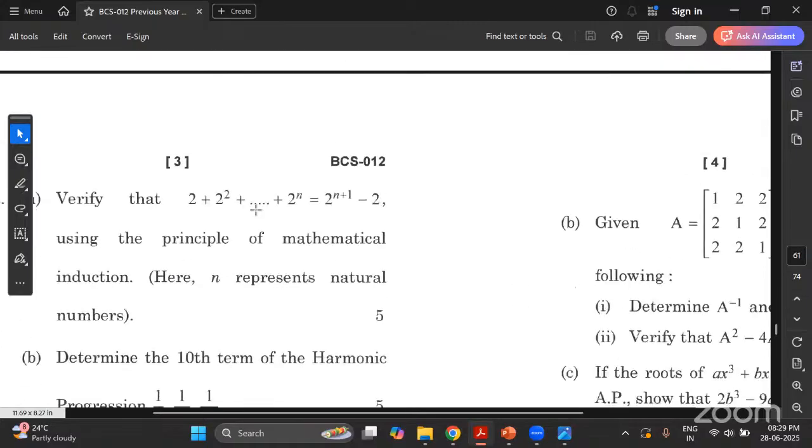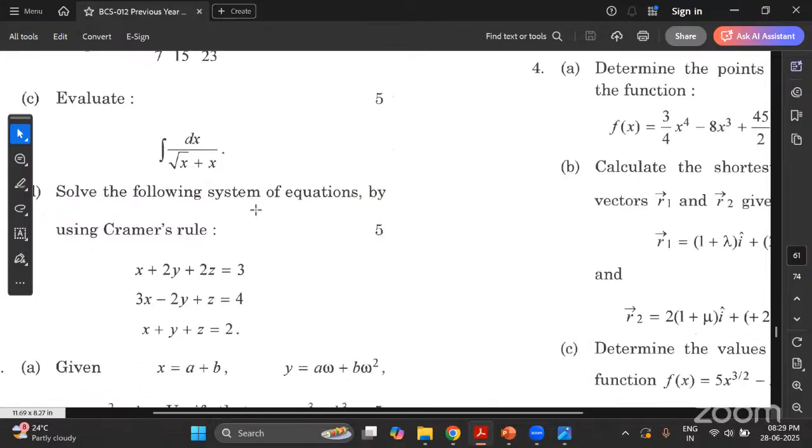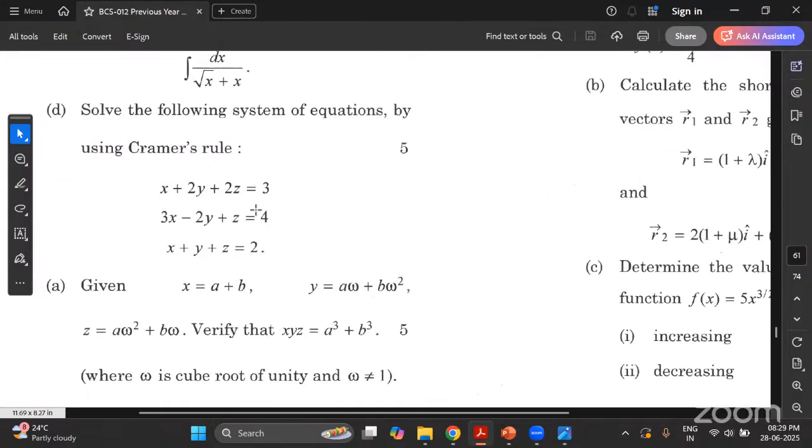And then solving simultaneous equations will be given. See here, you have solving simultaneous equations. See, these are simultaneous equations. They can ask you, there are 2 methods to solve this. One is Cramer's rule. One is matrix inverse method.